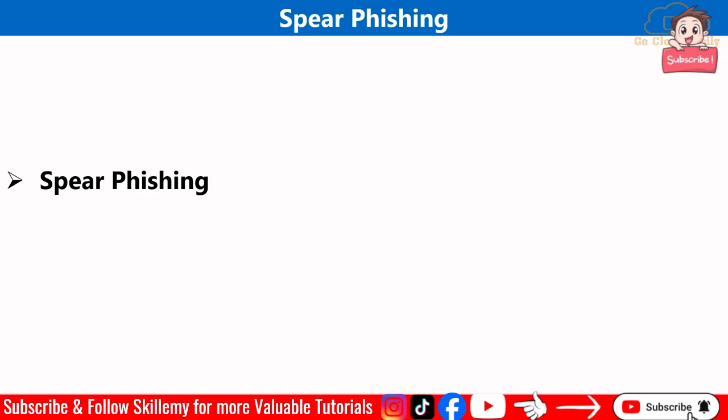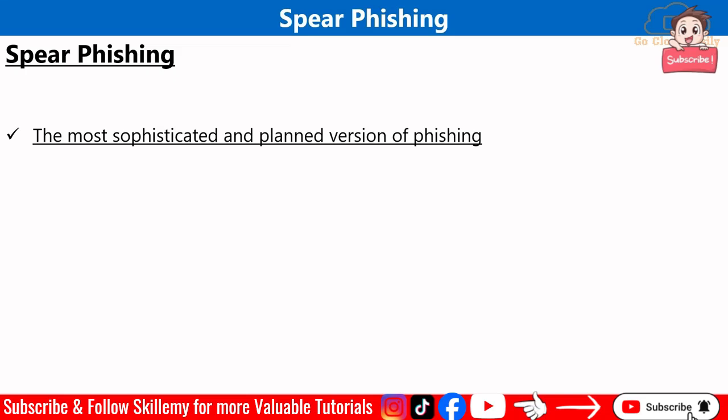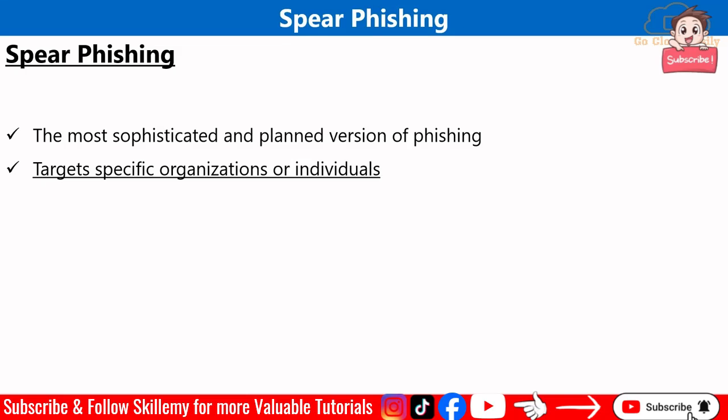In this class, you will learn about spear phishing and also you will learn what the different characteristics and examples of spear phishing are. Spear phishing is a more sophisticated and planned version of phishing. It targets specific organizations or individuals and seeks unauthorized access to confidential data.